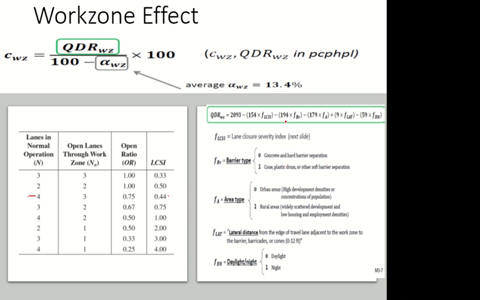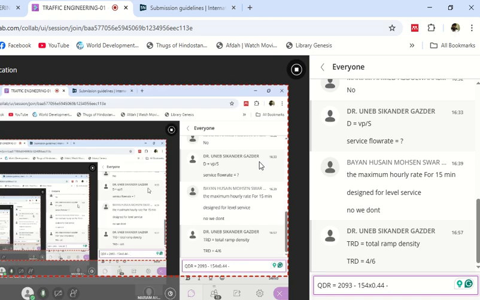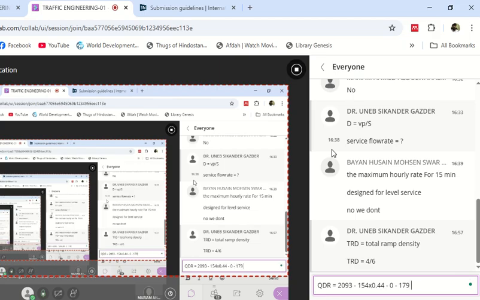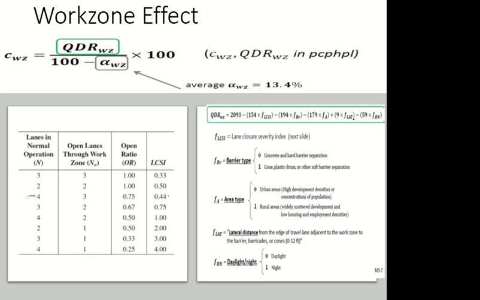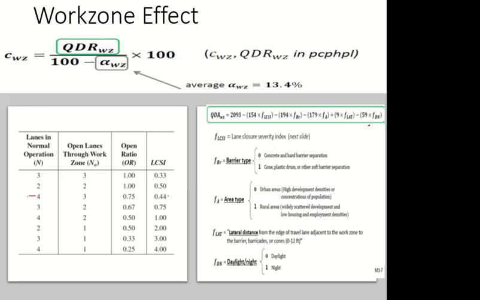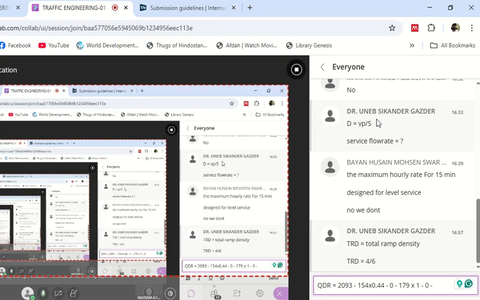Then the next one is for barrier type. I'm using a concrete barrier, so it becomes 0. The next factor is for area type. Area is rural, so I have a factor of 1 here. The next factor is for the lateral distance between the barrier and the work zone, which was 0. So distance is 0. You're multiplying with 0. The next one is for day and night condition. The critical period is during daytime, so this again becomes 0.